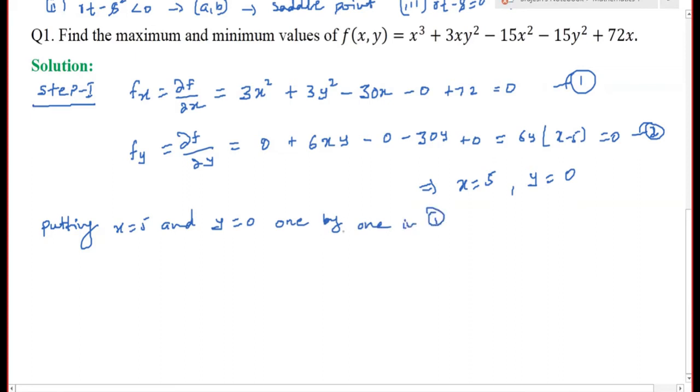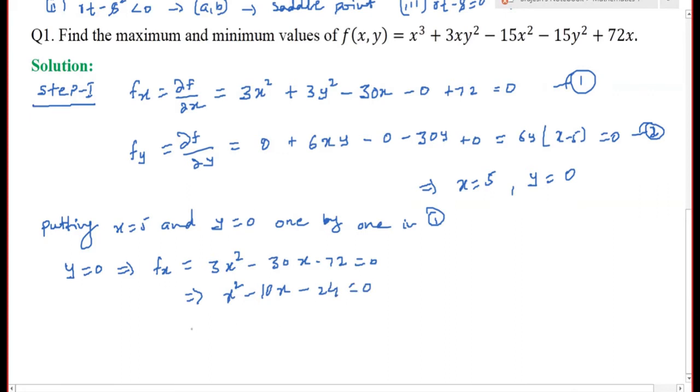So once you put here x equals to 5 or y equals to 0, suppose you are putting here y equals to 0. So this implies what you get, fx will be 3x square plus 3y square, which will be 0, minus 30x minus 72 equals to 0. So if you take 3 common here, it is going to be x square minus 10x minus 24 equals to 0.